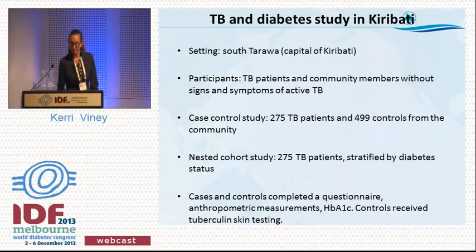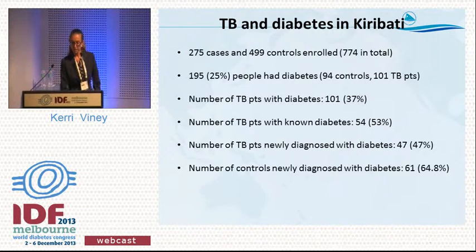The cases and controls completed a questionnaire and had anthropometric measurements, so height, waist circumference and weight, and everyone received an HbA1c. The controls also received a tuberculin skin test. So as I said, we recruited 275 cases and 499 controls, and we found that about 25% of those 774 people had diabetes. The number of TB patients with diabetes was 101, so the prevalence of diabetes in TB patients was about 37%.